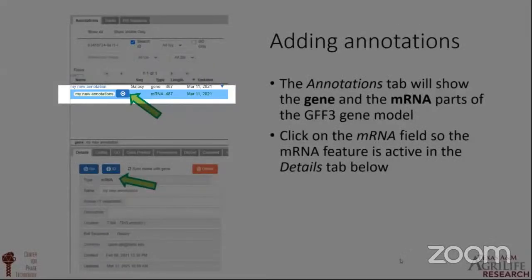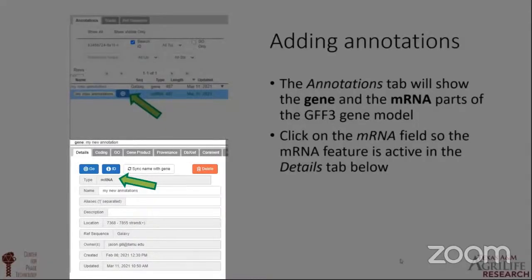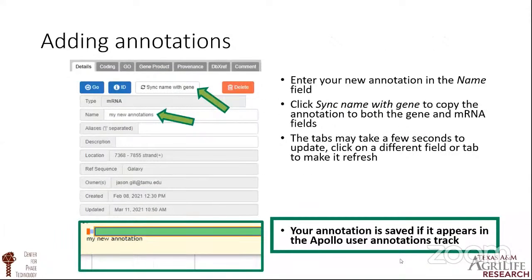You can click on the mRNA field, so the mRNA feature is now active in the Details tab below, as shown by the green arrows. If you enter your new annotation in the name field, you can then click Sync Name with Gene to copy the annotation to both the gene and the mRNA fields. These tabs may take a few seconds to update, so you can click Refresh, or you can click on a different field or tab in the window to make it refresh.